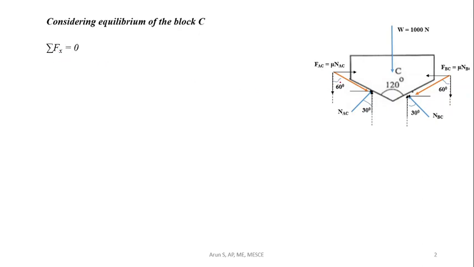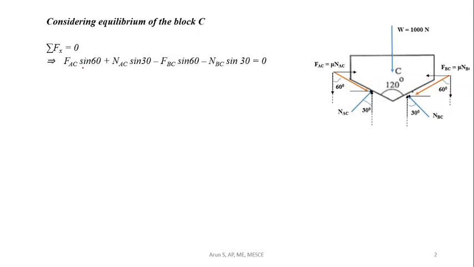Now sigma Fx is equal to 0. X directional force is again FAC, the horizontal component, that is FAC into sin 60. Then NAC, the horizontal component, that is NAC into sin 30. Then NBC, the horizontal component, that is NBC into sin 30. Then FBC, the horizontal component, that is FBC into sin 60. Taking the horizontal forces, the direction of P we represent as positive and the other as negative.